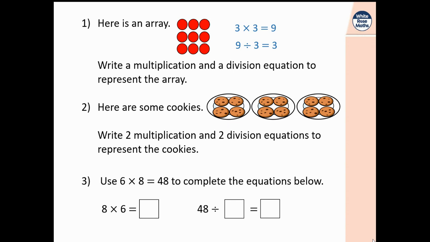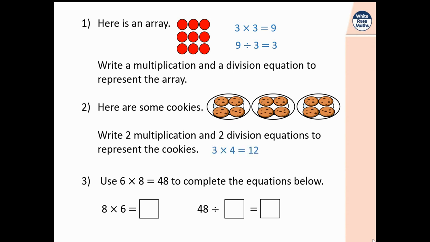Let's look at the second question. Here are some cookies. So on each plate of cookies, I have got 4 cookies, and there are a total number of 3 plates. Can you write me 2 multiplication and 2 division equations to represent the cookies? So think about how many groups you have. So you've got 3 groups, haven't you? You've got 3 plates, and you've got 4 cookies on each plate. How would that help you to write a multiplication and a division?